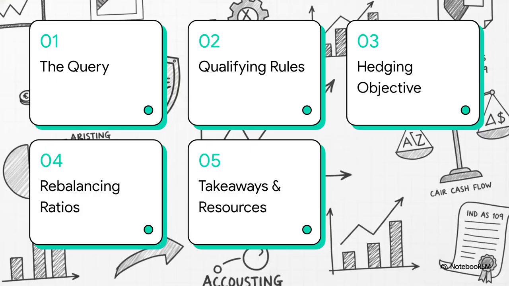So here is our roadmap for today. We'll start with the hedge effectiveness query, then move into qualifying for hedge accounting, the objective of hedging, calculating and rebalancing ratios, and wrap up with some final takeaways and resources.